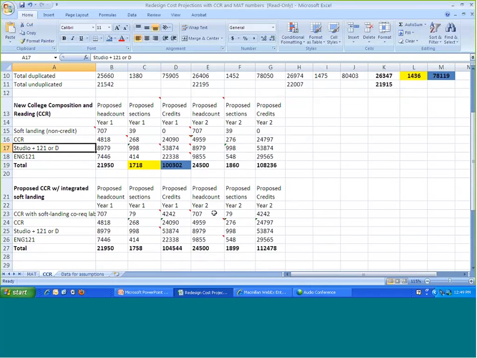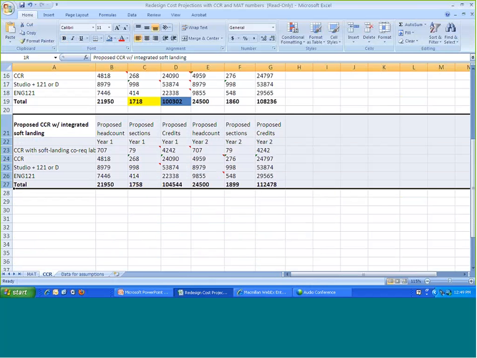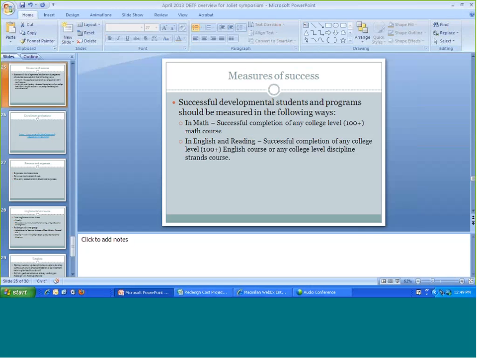So this you can definitely play with on our website. Then down here we've got proposed, if we did the integrated soft landing, so that co-requisite lab. And if you look here, I did all of the studio sections with 9 students in a section as opposed to 18. So there are just different ways that you can start modeling this, and we've got all of the modeling rules built into the Excel spreadsheet. And it's all on this website that you have access to through this presentation.